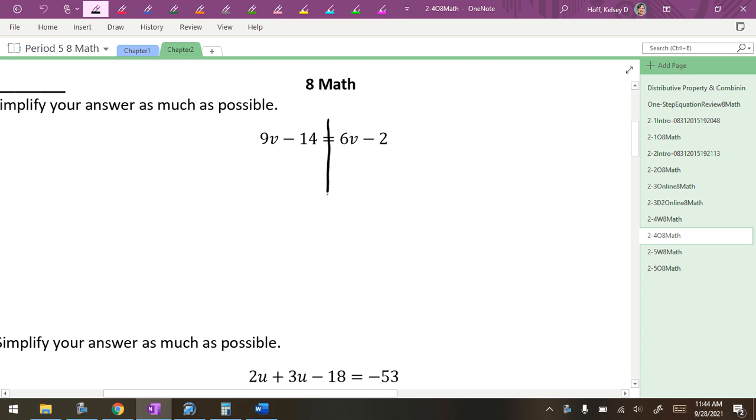So I'm going to put a line down the center. Gentlemen, I'm going to say the same thing to you. Stop talking. By the raise of your hand, somebody tell me the first thing I should do here.